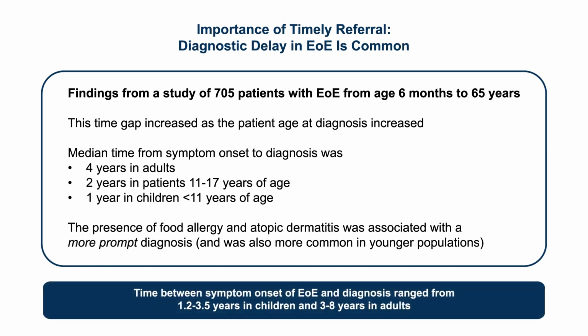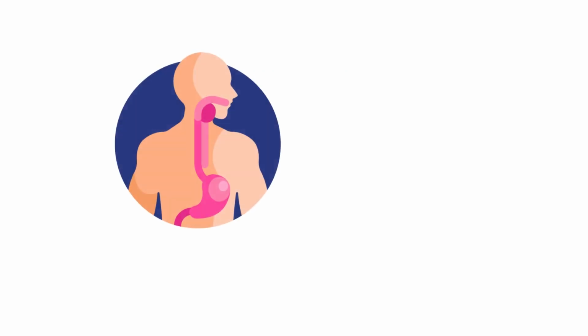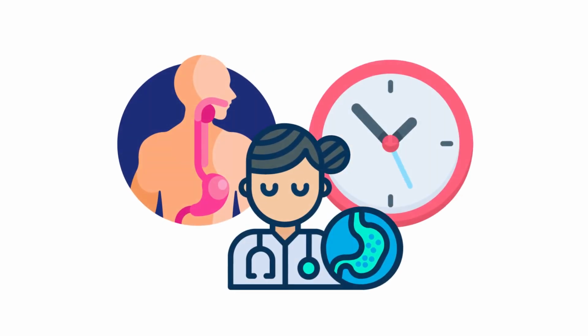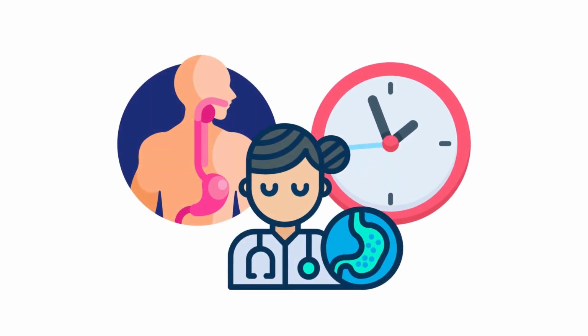The time between symptom onset of EOE and diagnosis ranged between 1 to 3.5 years in children and 3 to 8 years in adults. So the referral to the gastroenterologist should happen in a more timely manner, because over time, EOE can progress into a disease that has more fibrostenosis, issues with dysphagia, and chronic fibrotic changes.